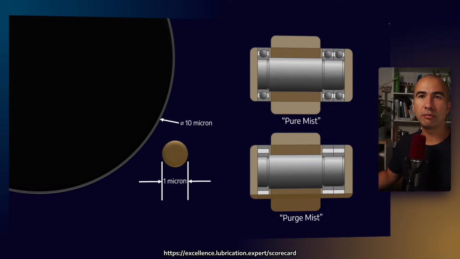There are two different types of mist systems. One's called pure mist. So that would be an example of a dry sump system. And there is purge mist, which is an example of a wet sump system.